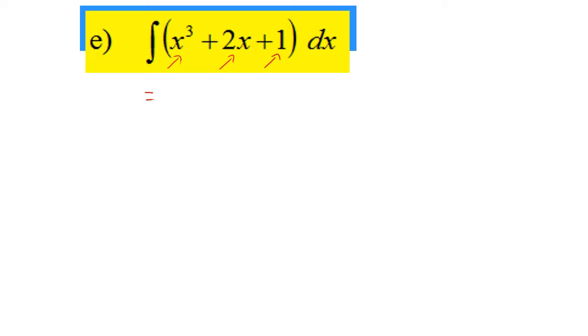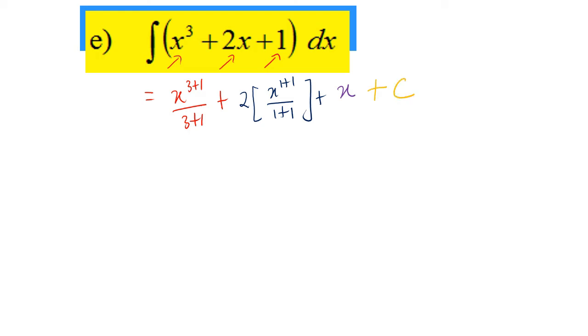So here will be x to the power of 3 plus 1 over 3 plus 1, plus, okay, our second term here, 2x to the power of 1 plus 1 over 1 plus 1, plus, okay, next, 1 here, you integrate, it will be x. And lastly, plus c.